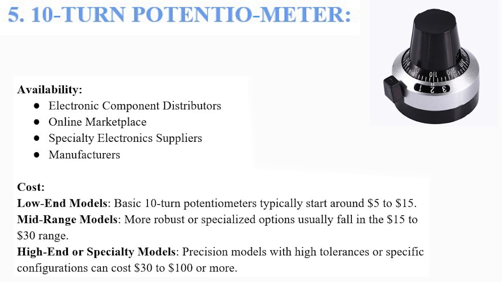Availability. 10-turn potentiometers are widely available in electronic component distributors, online marketplaces, specific electronic suppliers, and manufacturers. The cost of a 10-turn potentiometer depends upon the type you need. It has three types: low-end models, mid-range models, and high-end models. Low-end models with basic 10-turn potentiometers typically start from $5 to $15. Mid-range starts from $15 to $30, and high-end specialty models start from $30 to $100 or maybe more.